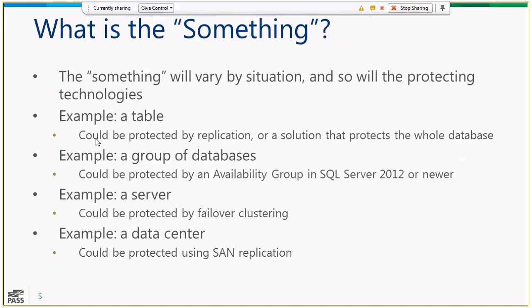So maybe you're trying to protect an individual table in your database. And if that's the case, you can use something as simple as transactional replication, or you can use something that protects the entire database that also ends up protecting that individual table. And maybe you have a group of databases that have to be together and they all have to be on the same server and all up. So in that case, you could use an Always On availability group if you have SQL Server 2012 Enterprise Edition or newer. It could be that you're trying to protect an entire server or an entire instance of SQL Server.